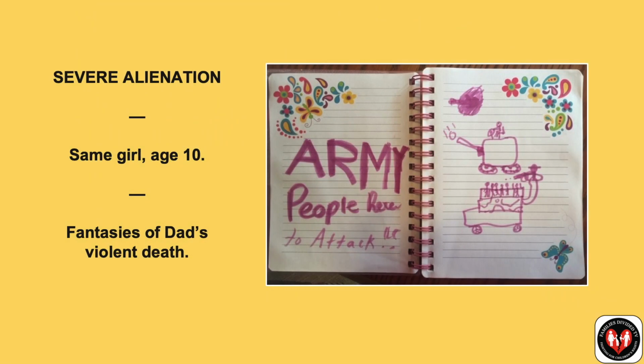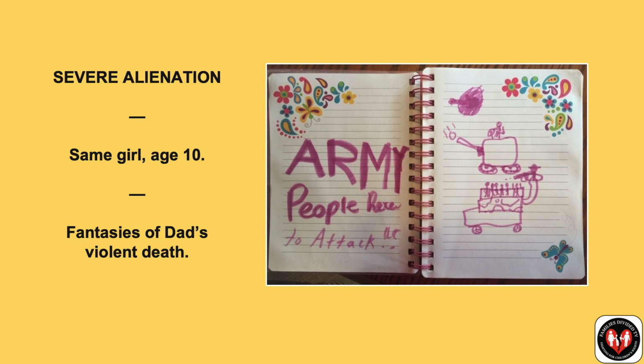So this is a very disturbing story. This is also like the previous story. This has murderous fantasies by a little girl about her father. She also drew some pictures. And in the next slide are some pictures that she did, which involve fantasies of her dad's violent death.